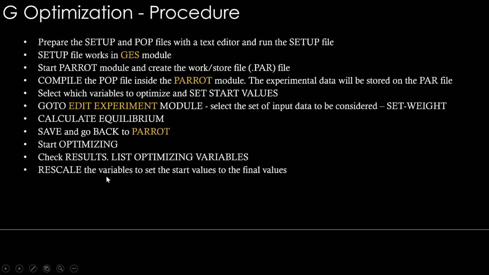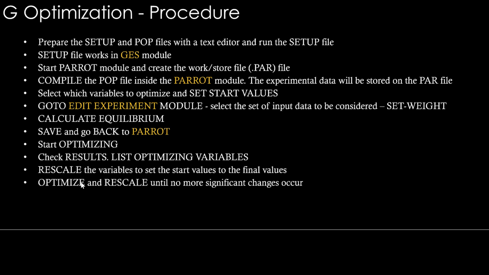Then we can rescale the variables to set the start values to the final value. So let's say we have optimized some 100 cycles, and these initial variables are still at whatever start values you have given. Then when we type rescale, the variables will get the final values that are obtained at the end of the optimizing cycle. So with this rescaling, we can again go for optimization if required. Then keep optimizing and rescaling until no significant changes occur.